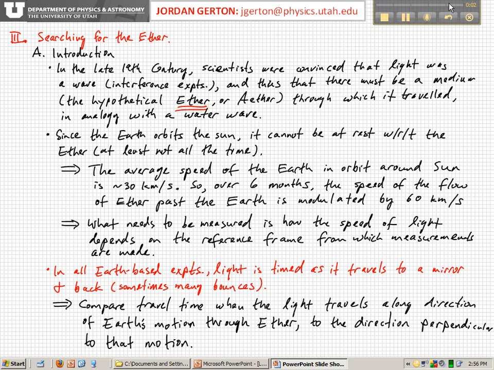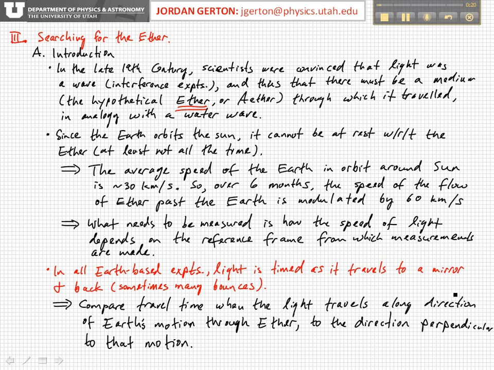Okay, so what scientists were going to do, what they tried to do, was to compare the travel time when the light was traveling along the direction of the Earth's motion through the ether, and compare that travel time as light bounced between mirrors to the direction perpendicular to that motion. So they basically wanted to set up some sort of experiment where they could measure the travel time of light in two different directions and compare the times, and thus deduce the speed of light in those two different directions.